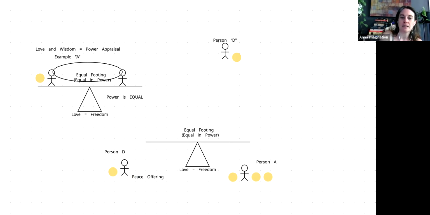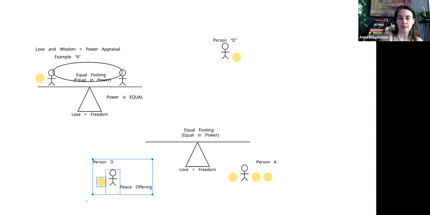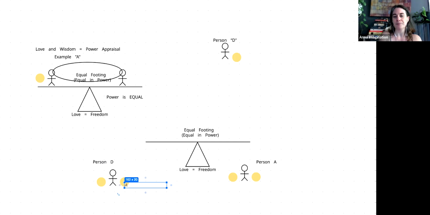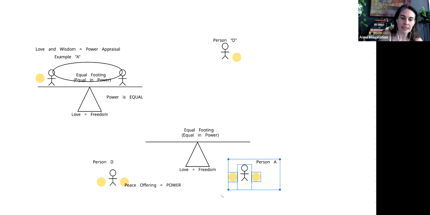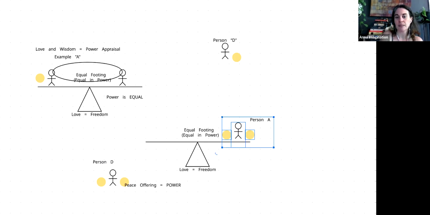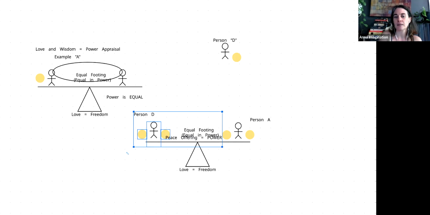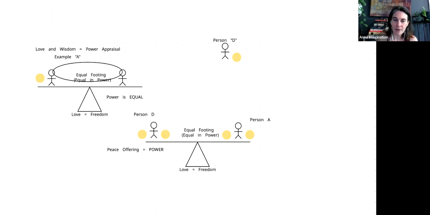Person D wants to connect with person A. If they try to stand on equal ground, they won't. Somebody will always be at the advantage. Person A knows this. So person A gives them a peace offering. The peace offering is equal to power. So now person A can stand over here and person D can stand over here. And now you have equal footing. But in order to pull this off, that needed to happen. You needed to give a peace offering.